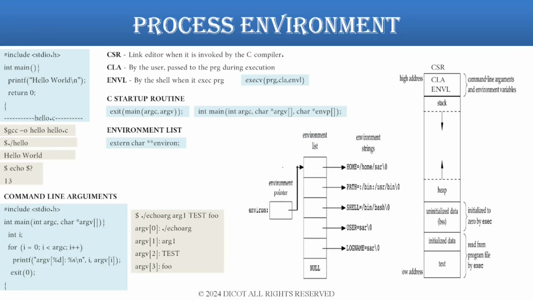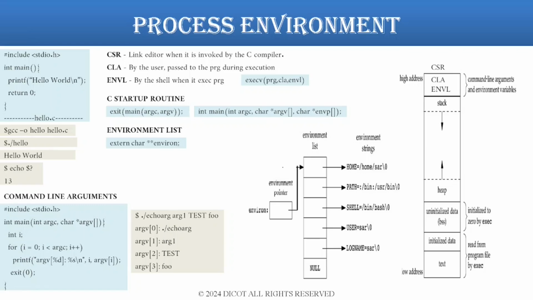The address of the array of pointers is contained in a global variable called environ. So this is the syntax: extern char **environ. So environ is a pointer to a pointer to a character, because it points to an array of strings in fact. So this is the environment list.